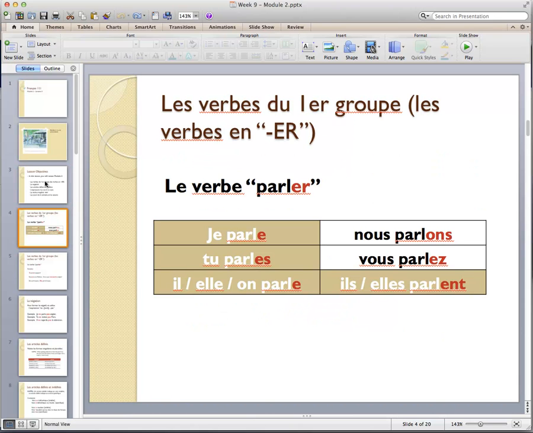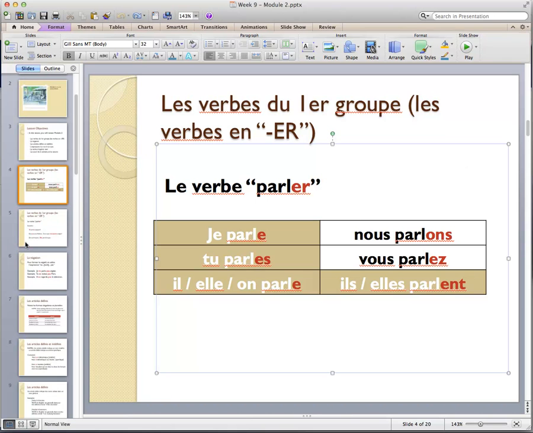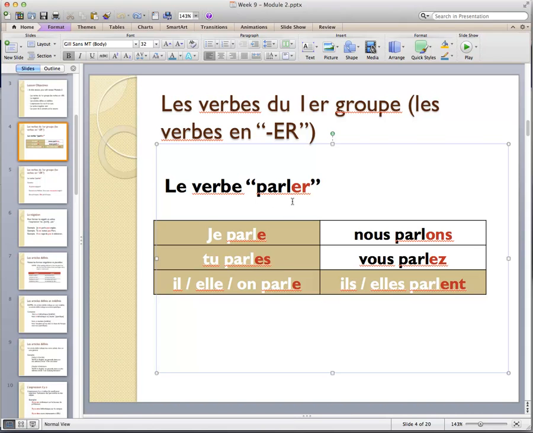When we started our module, we looked at regular ER verbs. These verbs have ER in the infinitive. Remember, the infinitive is the verb when we say to do something, to run, to jump, to speak, to play. That's the infinitive. To conjugate the regular ER verbs, you simply take the ER off the infinitive and then add the following endings.